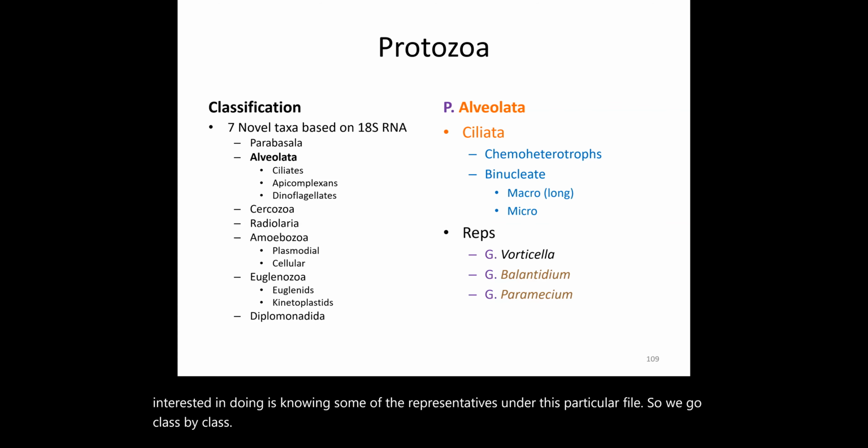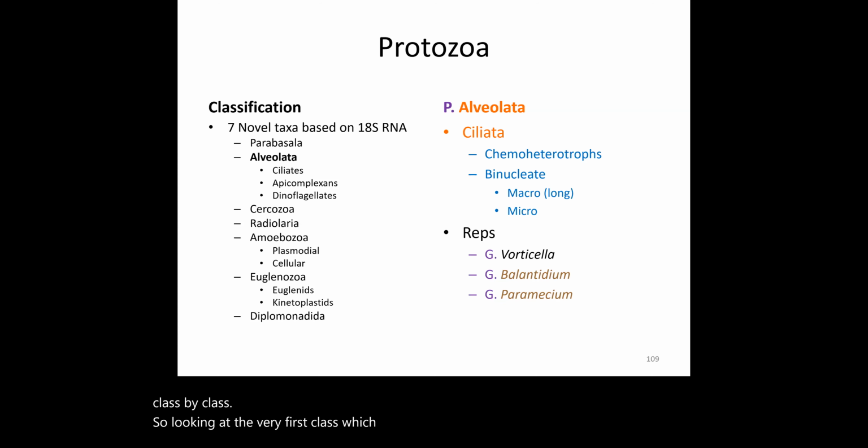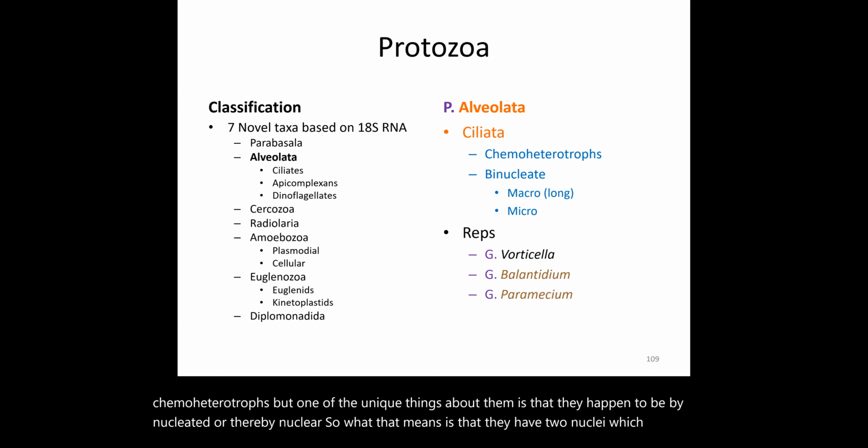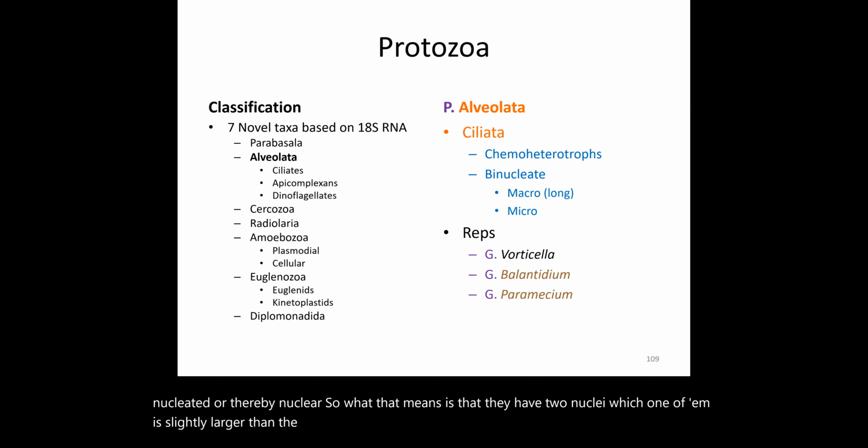So looking at the very first class, which is class Ciliata, these are all chemoheterotrophs, but one of the unique things about them is that they happen to be binucleate. What that means is that they have two nuclei, one of which is slightly larger than the other. These are usually referred to as a macronucleus and a micronucleus. So a big one and a small one. That's really what it's telling us.